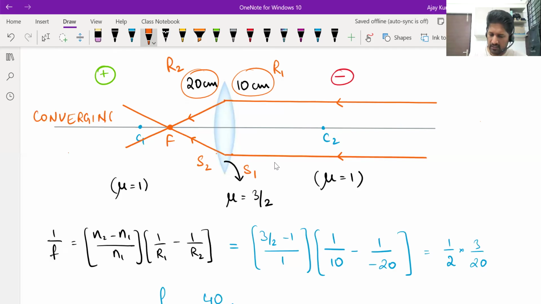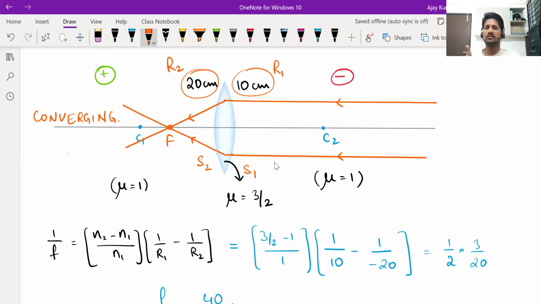Okay, and it's not a coincidence. You consider any lens you want. You take light incident from one side, find out the focal length. You assume light incident from the other side and find out the focal length. You will always see that they are the same. So for a given lens, there will be only one focal length.